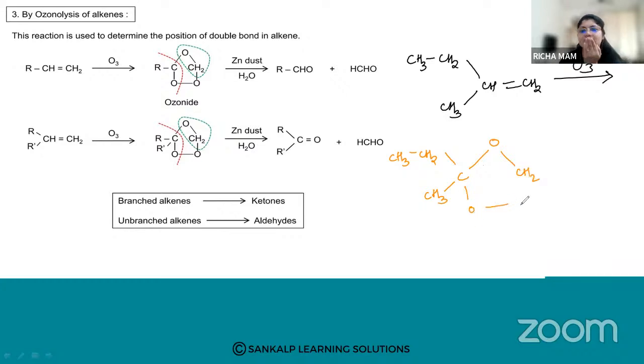This is the ozonate. This I'm going to treat with zinc dust in the presence of water. Can you tell me? So like this, the bond is broken. What will be the product?